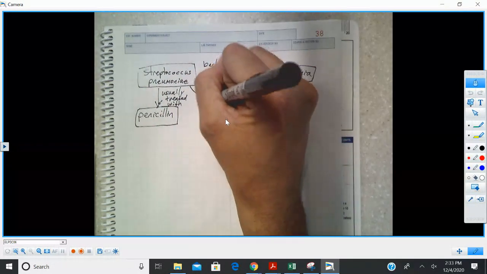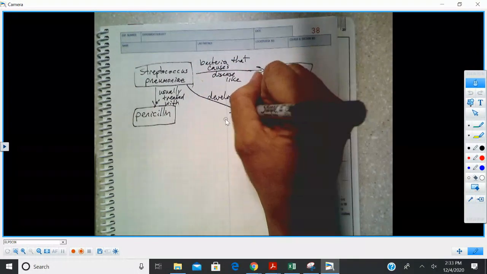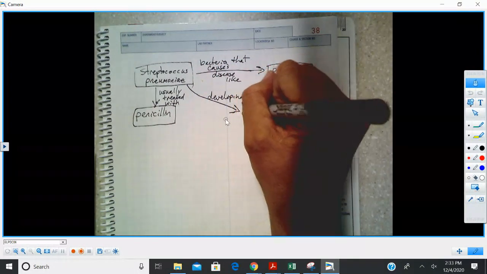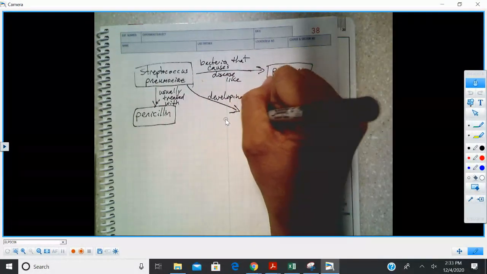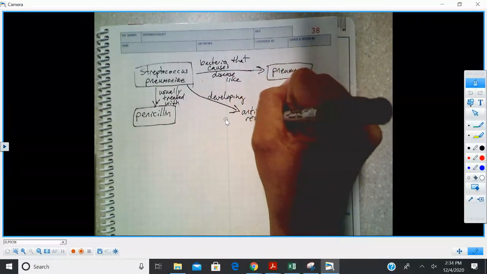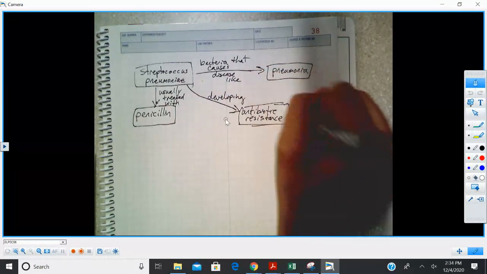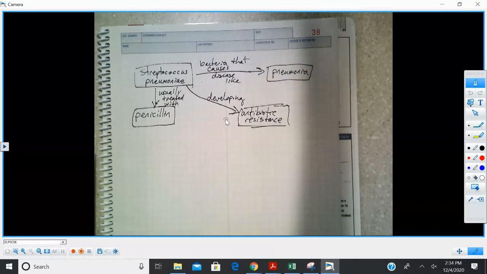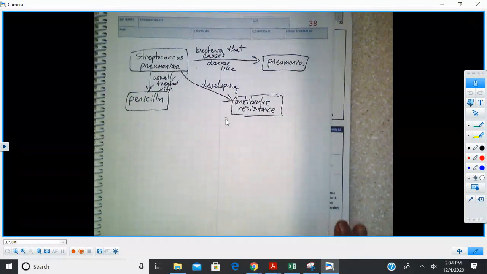Now this is developing, over time, antibiotic resistance, meaning the bacteria is becoming resistant to the antibiotic. It's not being effective in killing it or preventing its growth. Some antibiotics work by killing, some work by preventing growth, right?